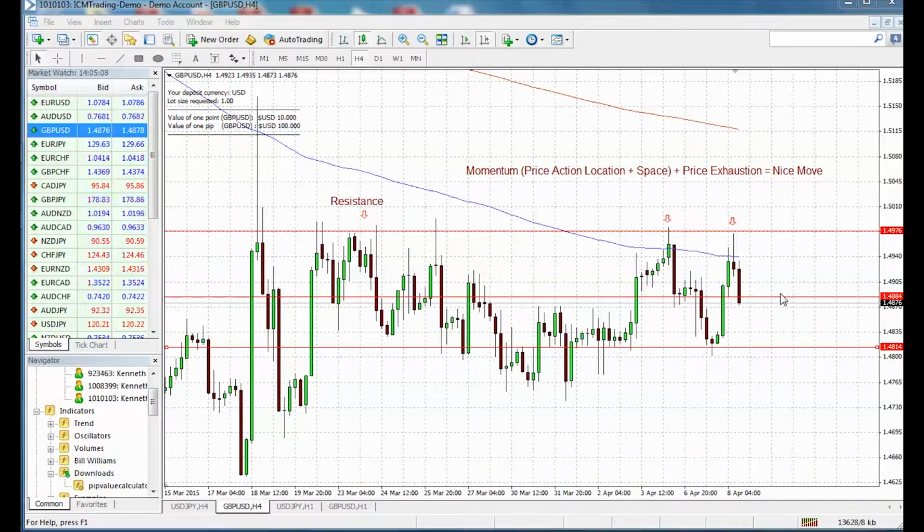And make sure you have price exhaustion, which are these wicks. When there are multiple wicks at the extreme high and extreme low of a trend, that's a good indication that we're ready for a price reversal.